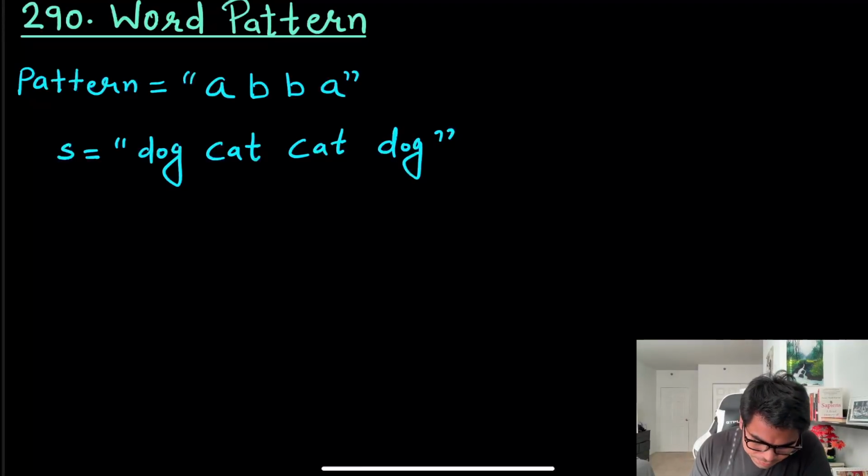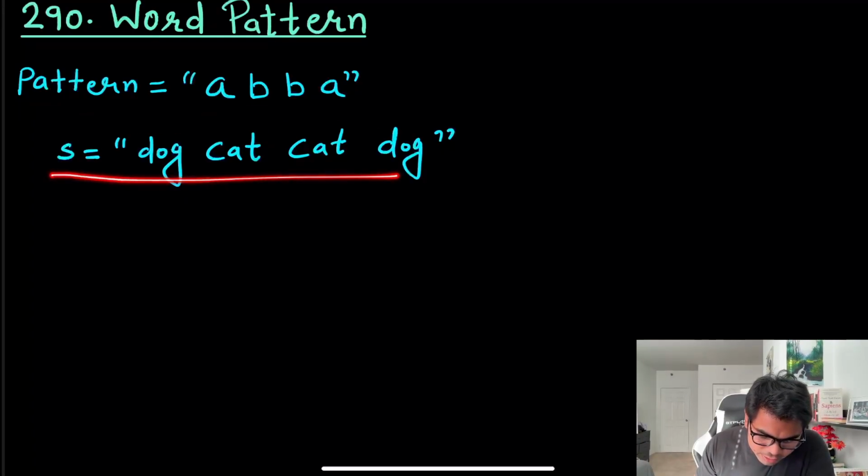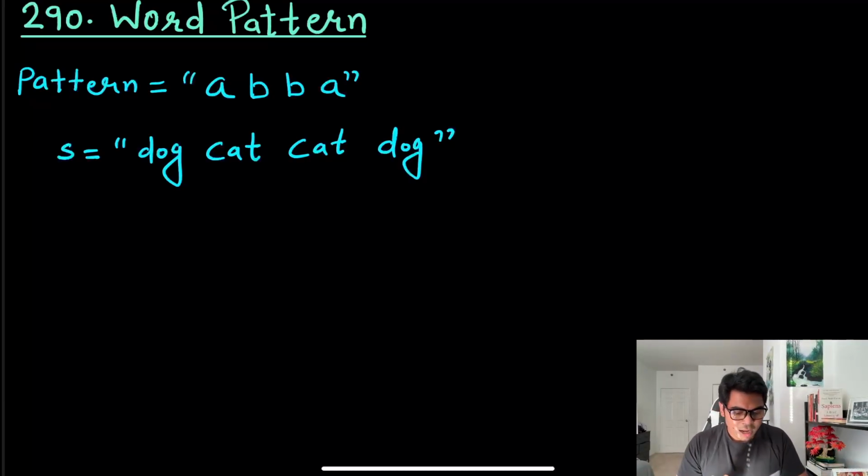What they're asking us, I've taken the first example here. We are given a pattern, and then we are given this string which contains some words. What they're asking is to find out if these two, the pattern and the string, follow the same pattern. How do we check that? Well, they have strictly defined that each word has to be mapped to just one letter from the pattern, and one letter from the pattern has to be mapped to exactly one word.